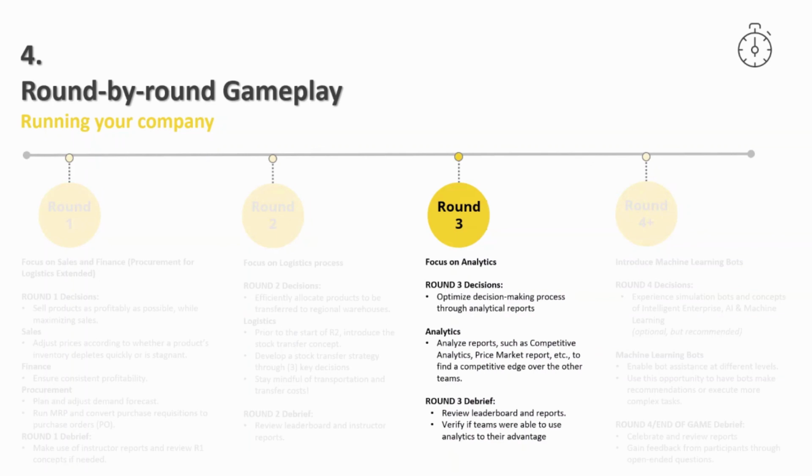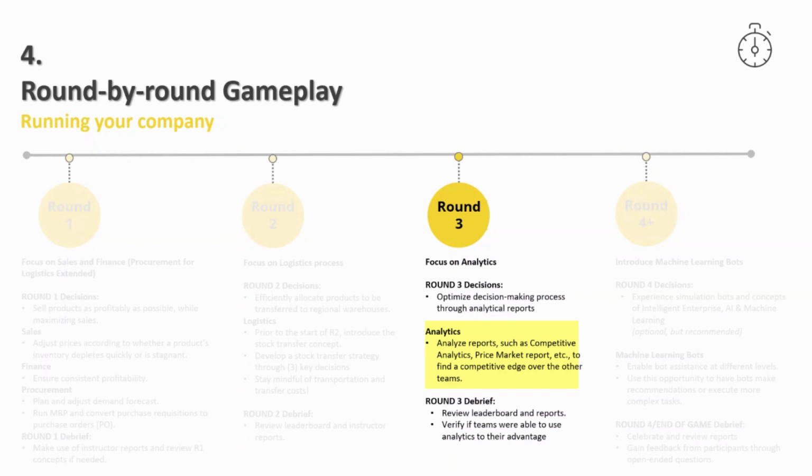Round 3 gameplay. Analytics. Round 3 decisions. The main objective of round 3 is for teams to optimize their decisions by using the different analytical reports at their disposal. Analytics. At this point, teams can reassign a team member to this role, or they can each be assigned reports to analyze. Some reports provide more insightful information than others.